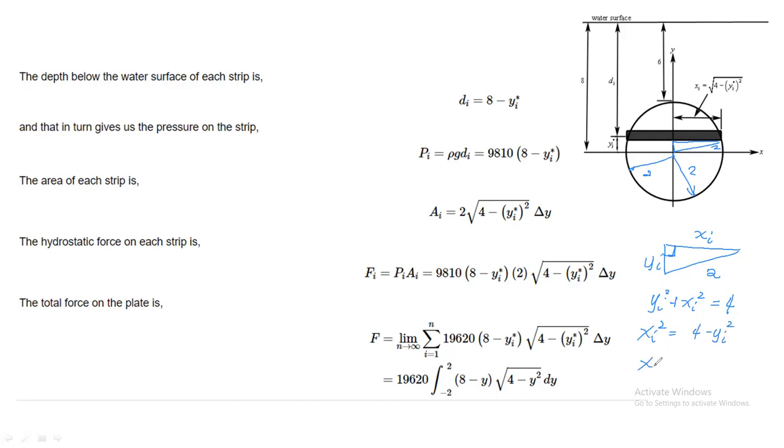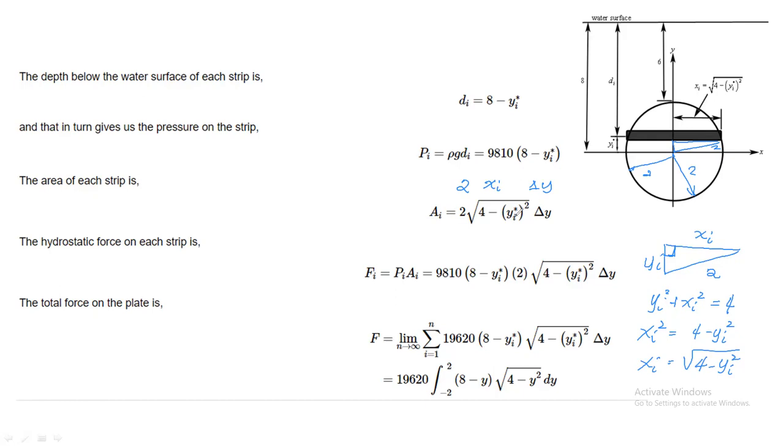I want x sub i. x sub i is the square root of 4 minus y sub i squared. So that's the reason why your 2 times x sub i times delta y is now like this. Do you follow? So that's the reason why you have square root of 4 minus y sub i asterisk squared as your x sub i. You already have the area and your pressure is already expressed in terms of y sub i.